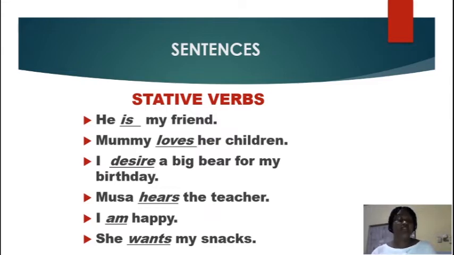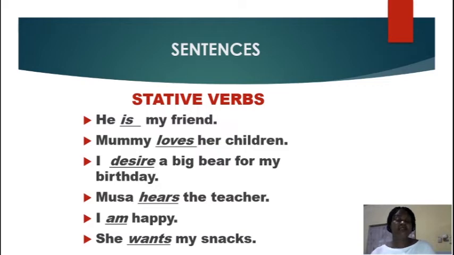Mommy loves her children. I desire a big bear for my birthday. Now, look at it very well. Desire is not something you exercise physically. It's something of the mind. It's something that comes from the inside. Now, I want to tell you today that these are verbs.